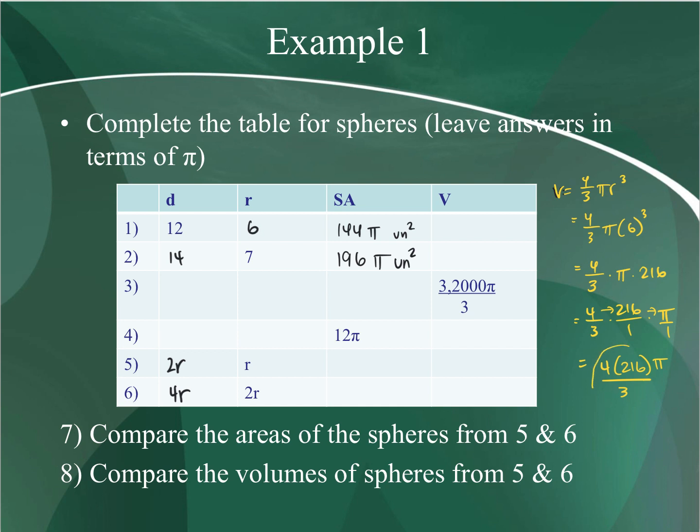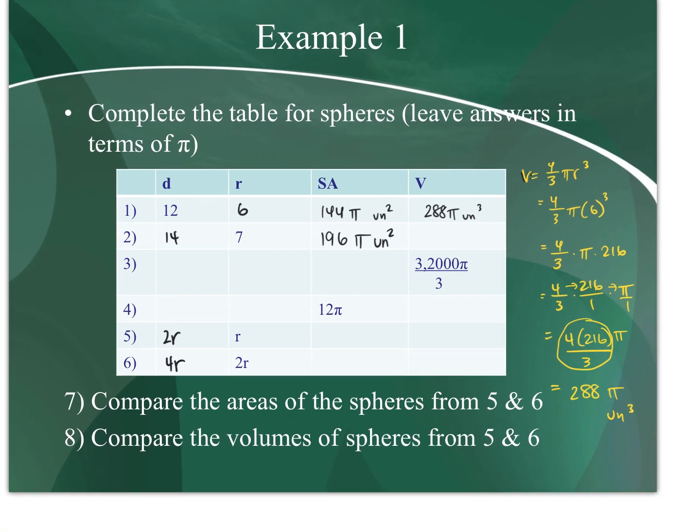And again, since you can leave it in pi, you'll do this math first. And then whatever that answer is, it's that answer times pi. So when I do the math, I get 288, and then it's pi. So it's going to be units cubed. So my answer for this problem is going to be 288 pi units cubed.